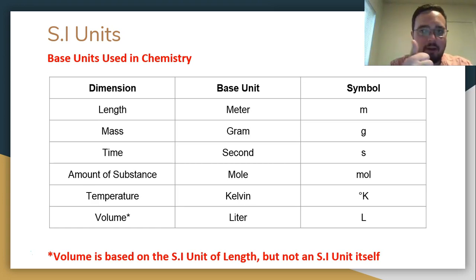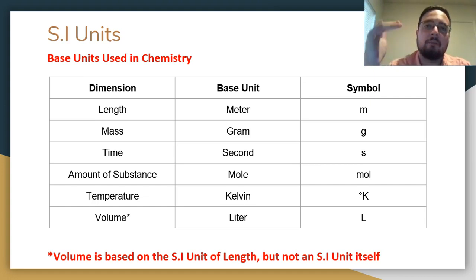Temperature is not in degrees Celsius. It's not in degrees Fahrenheit. It's in degrees Kelvin. The reason why is because Kelvin does not go below 0. It goes from 0 up. So Fahrenheit and Celsius can go into negative values. But for mathematics to work in regards to what we'll get into, like gas laws and everything, you need only positive values. So that's the reason why the Kelvin scale is determined.